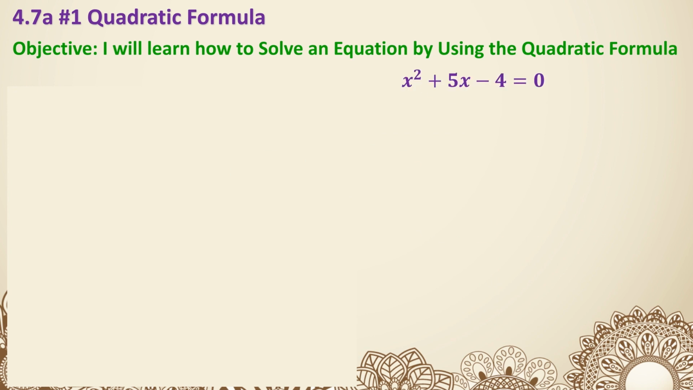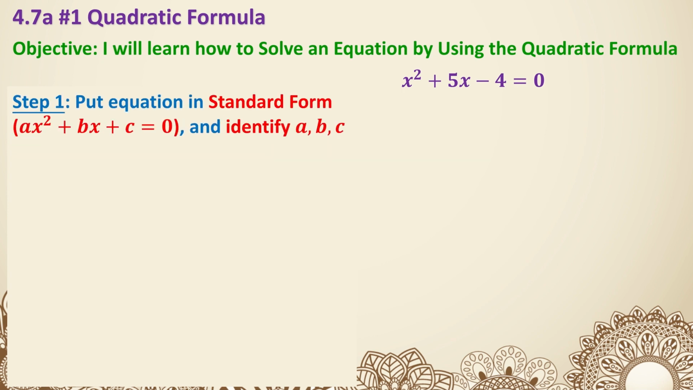Here's a quadratic equation. But since we need to use the quadratic formula, which involves a, b, and c, we of course have to make sure everything is in that format, which is standard form. So first step, we're going to need to put the equation in standard form, ax squared plus bx plus c equals 0. And in order to use the quadratic formula, we are going to need to identify a, b, and c. A is the number in front of x squared, in this case a 1. B is the number in front of x, which is a 5. C is the number that's on the end by itself, which is a negative 4.